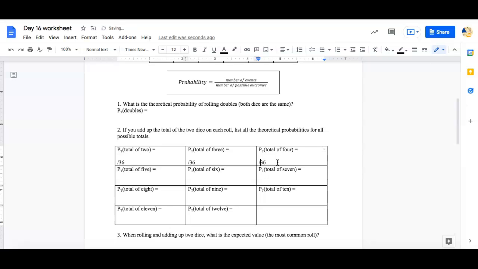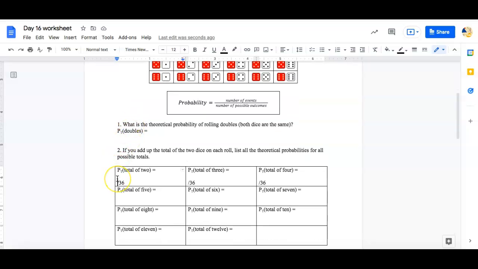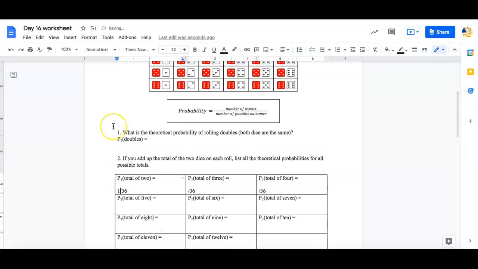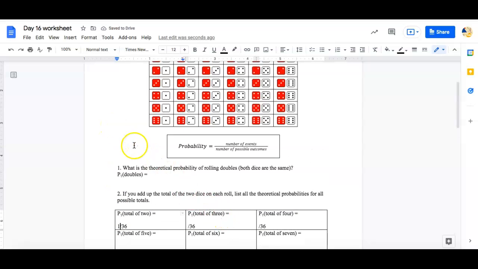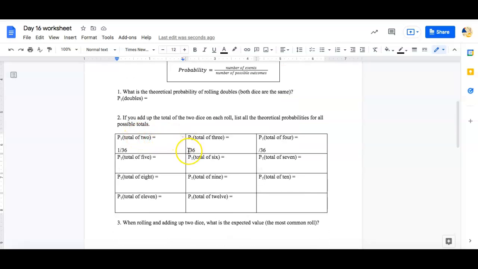All right, the top number, the total is 2. Here, right there, 1 and 1. That's the only way to make a 2. There's only one way, so it's 1 out of 36. Right, a total of 3, guys, it's this diagonal right here. 2 and 1, or 1 and 2. That's a total of 3 right there. There's 2 ways.